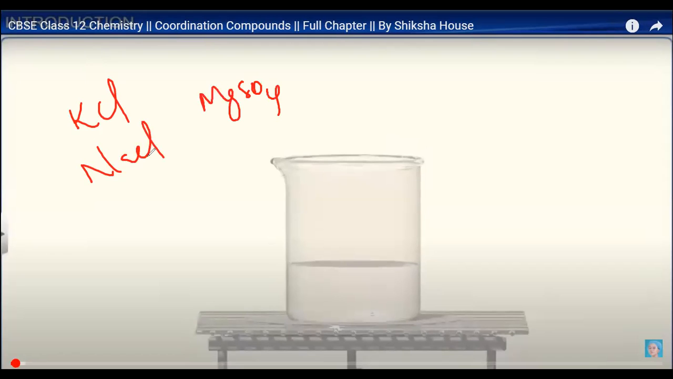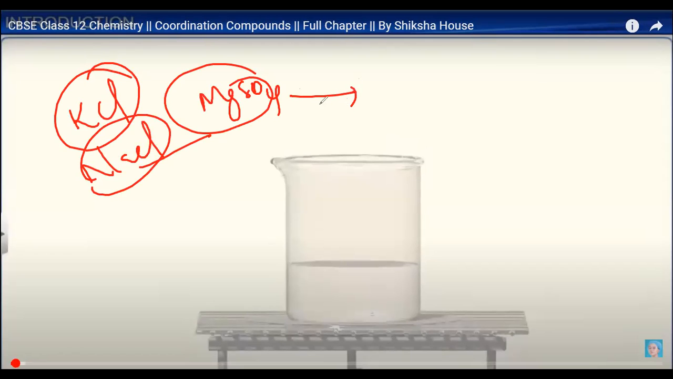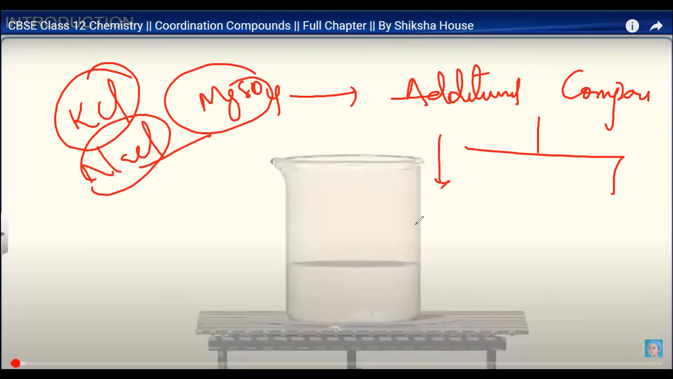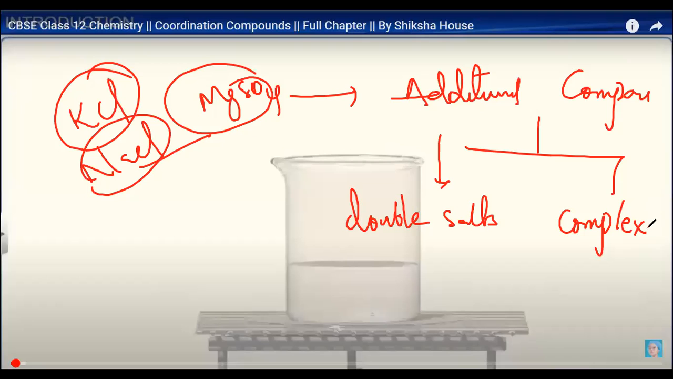So when we add two salts or three salts, we call them addition compounds. These addition compounds are classified into two types: double salts and the other one, complexes. So what are these complexes? This whole chapter is about what complexes are.